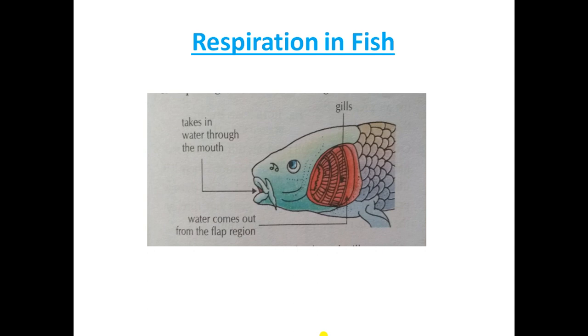From the lower classes you are learning that gills are responsible for breathing. So let us warm up again in this chapter. Fish has a special organ of breathing called gills, found on both sides of its head.